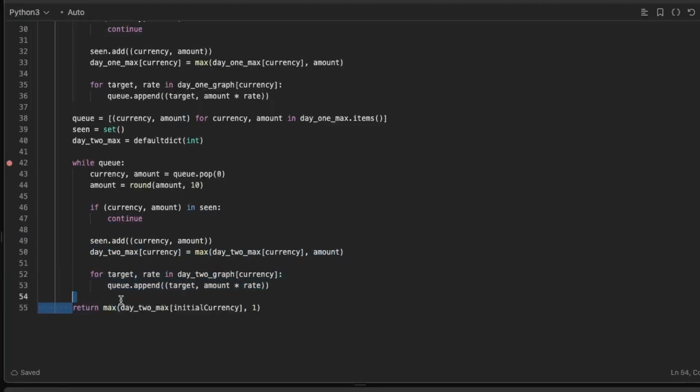At the end, what we return is the maximum that we have seen of our initial currency, or 1. We do this because in Python, default dict defaults to a value of 0. We know that a 0 value is kind of invalid because we always start with at least 1 of our initial currency. If we ever have 0, it means we could never find a way to get another value or convert it in a way that gives us more. So we just return 1 here instead.